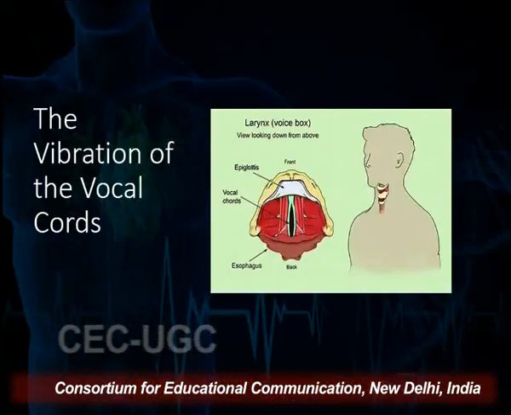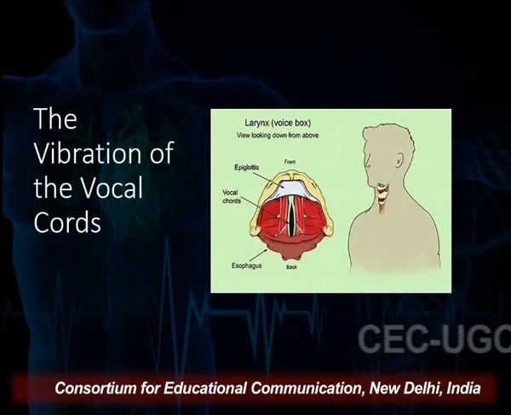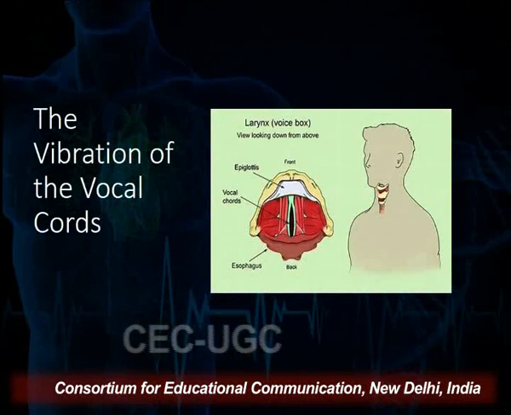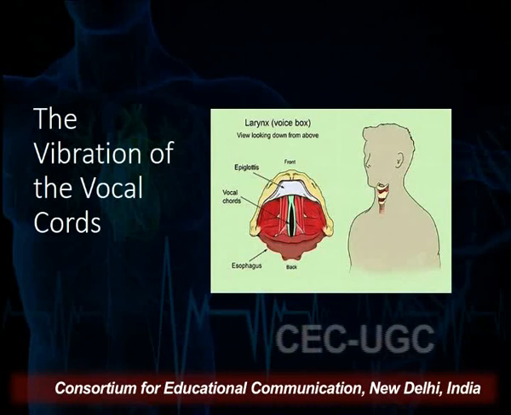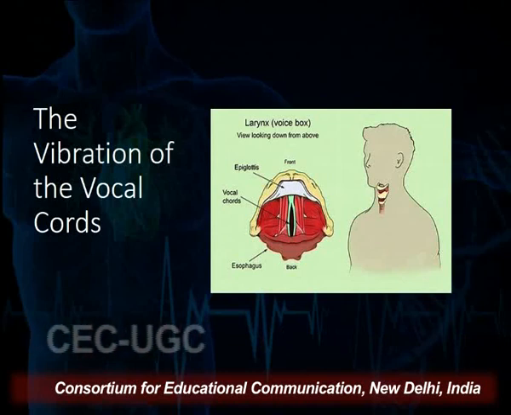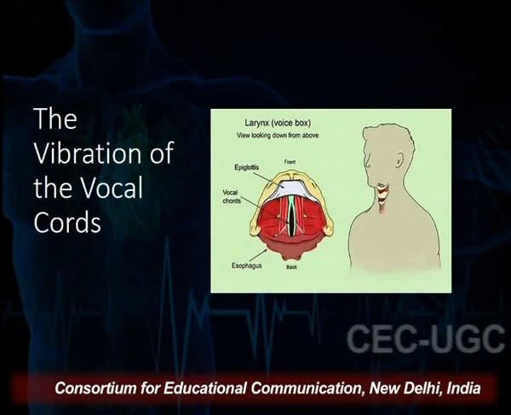The next function is the vibration of the vocal cords. We have just learned that the vocal cords are attached to the larynx, which is part of the respiratory system. Although producing voice is not part of the respiratory system, the vibration of the vocal cords happens in the larynx. That's why we are studying this also.